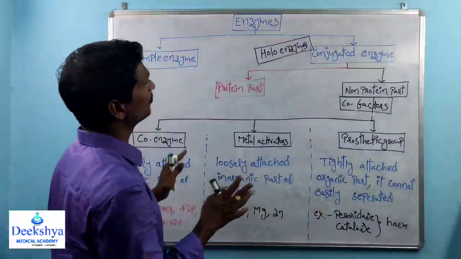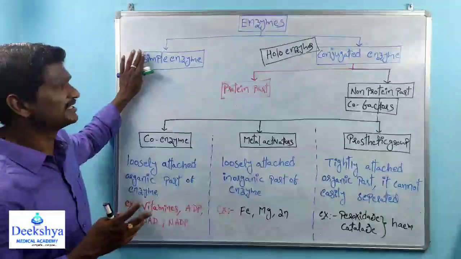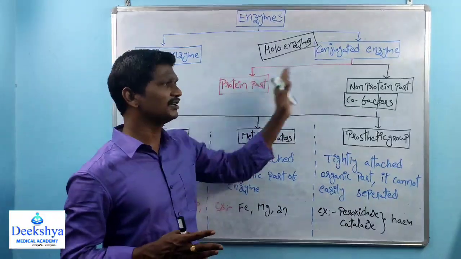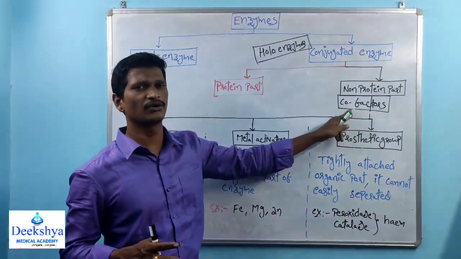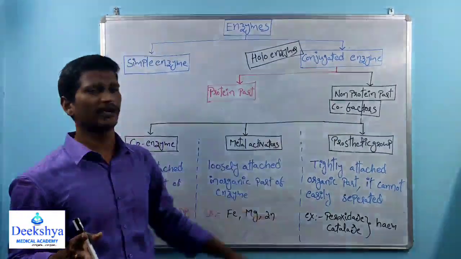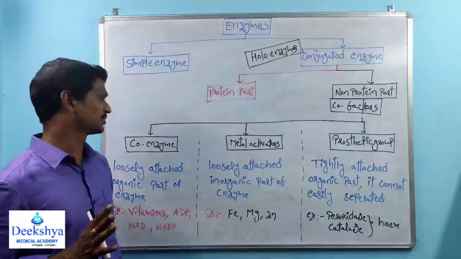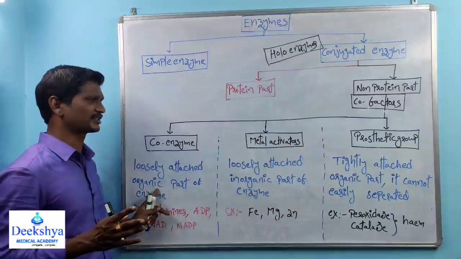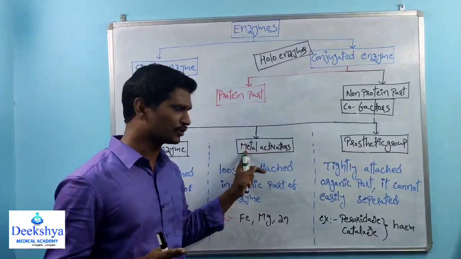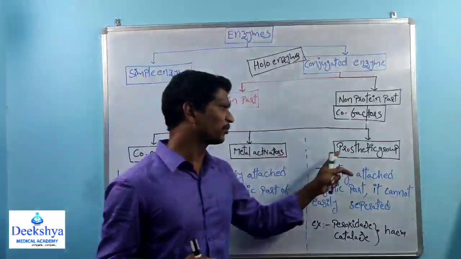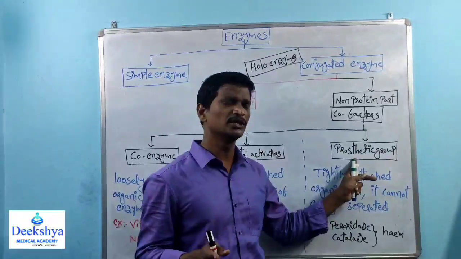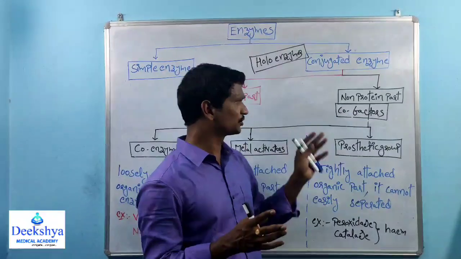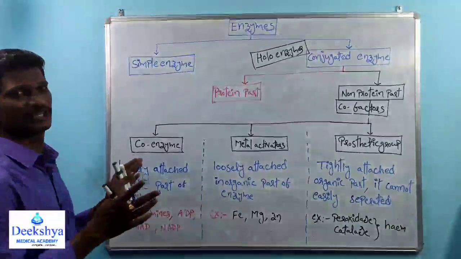So that is about the composition of the enzymes. We discussed simple enzymes and conjugated enzymes. In conjugated enzymes, a protein part is there and a non-protein part is there. Non-protein parts are called cofactors. Again, cofactors are grouped into three types. First, coenzyme: organic molecule, loose interaction. Metal activators: inorganic molecules, loose interaction. And prosthetic groups: organic molecules, permanent interaction, tightly attached with the protein part. So that is about the components present in the enzymes.